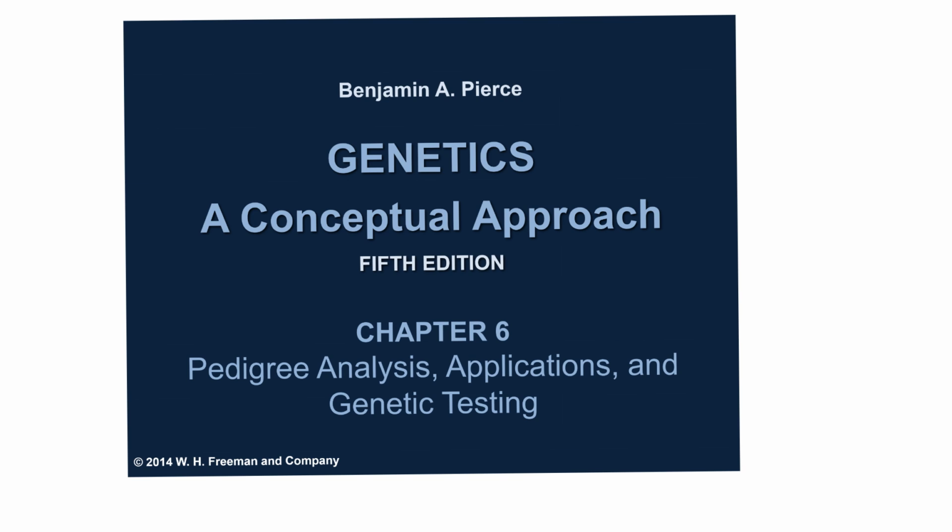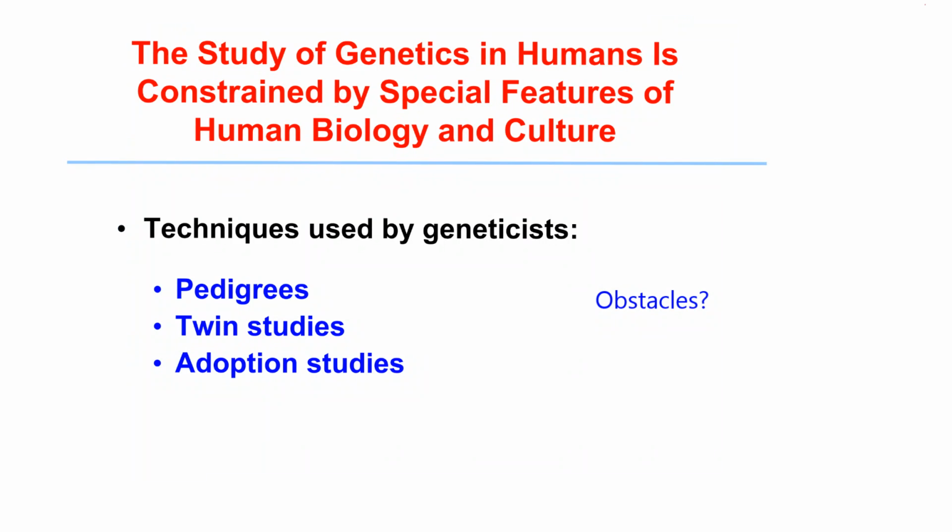In the first one, we will discuss techniques which are used to study human genetics, and in the second recording, we will discuss how the information which you generate from these studies can be used in counseling and prenatal diagnosis. Three important techniques used by geneticists to investigate inheritance in humans are pedigrees, twin studies, and adoption studies.